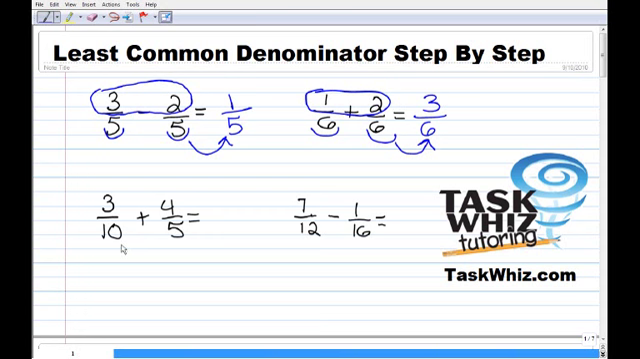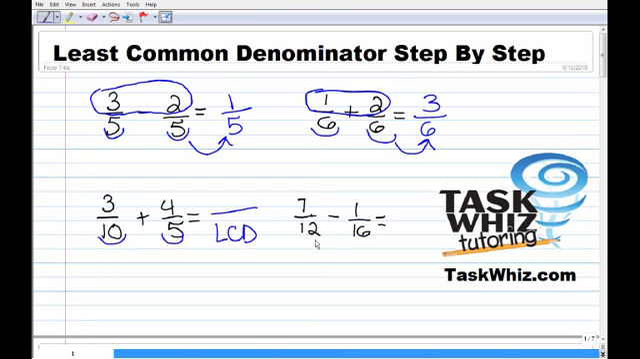But when faced with fractions like 3/10 plus 4/5 with our denominators 10 and 5, since they're not the same, we cannot add straight across. And that means we have to find a common denominator.